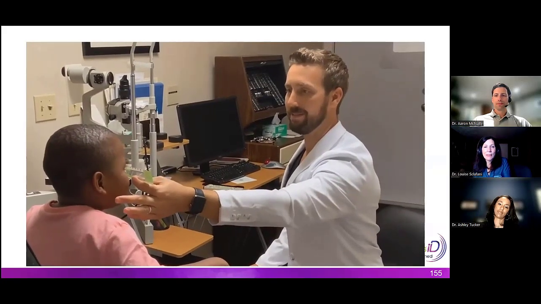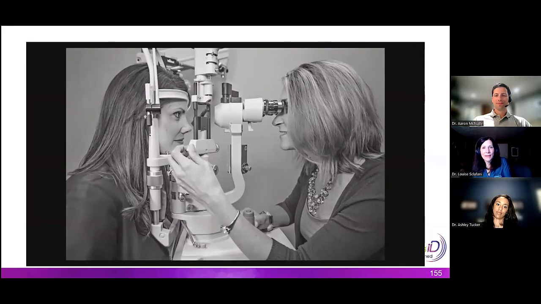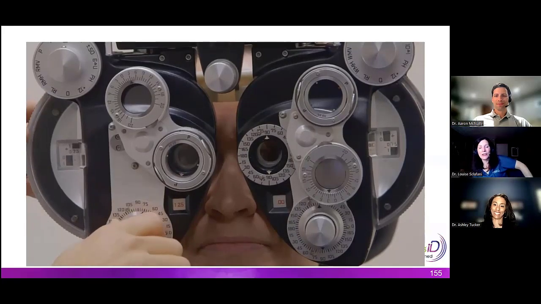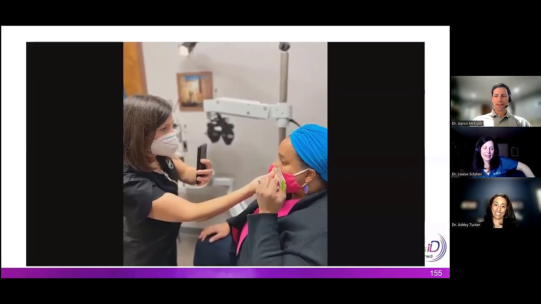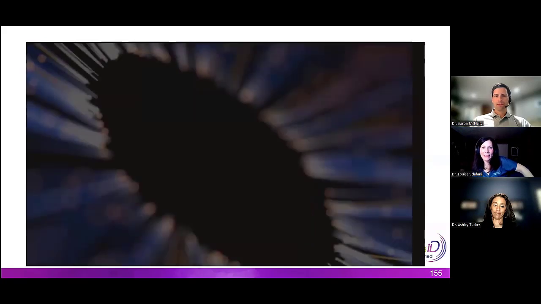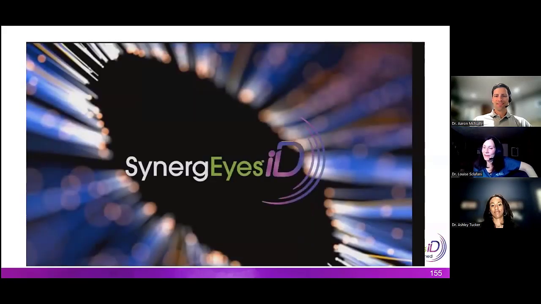Imagine a world where you have the time to really connect with and partner with your patients about their eye health, treatment options, and care, involving them in a way that solidifies the doctor-patient relationship, improves overall care, and reaffirms that you are with them and part of their vision journey. Imagine SynergEyes ID.